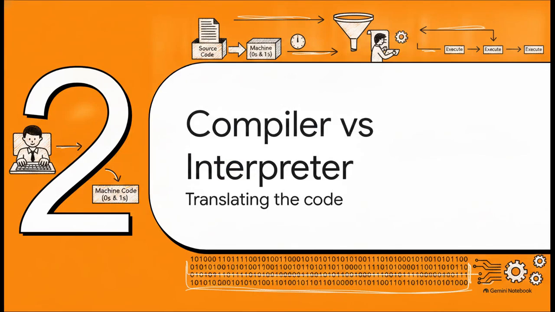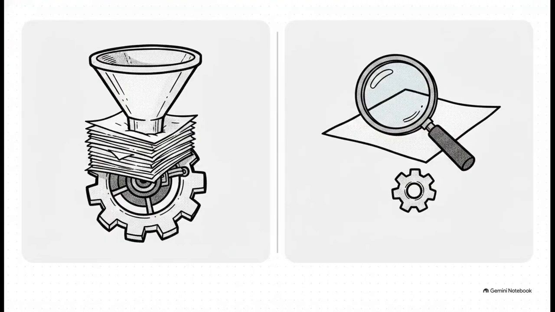Section 2. Compilers versus interpreters. To solve that cross-platform mystery, we first need to quickly look at the two main ways computers translate code. So there's a really stark contrast between these two translation methods. On one side, you have a compiler. A language like C++ uses a compiler to read your entire source code file all at once, instantly converting the whole thing into machine code. It's incredibly fast to run once it's actually compiled.